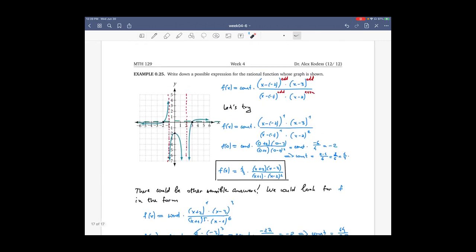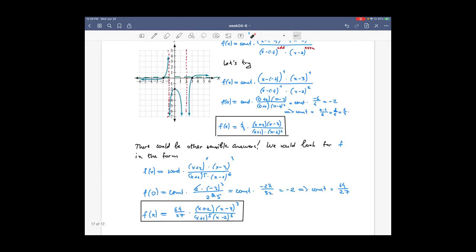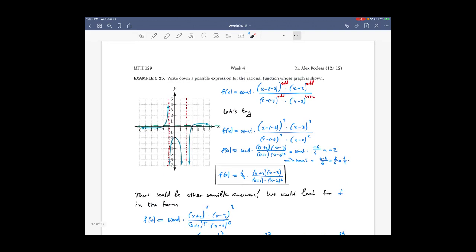So even though there are infinitely many sensible answers, not every answer, of course, is sensible. So be careful here. You will have a chance to practice this more in your homework. All right, this example finishes this topic and finishes Module 4. Thank you.